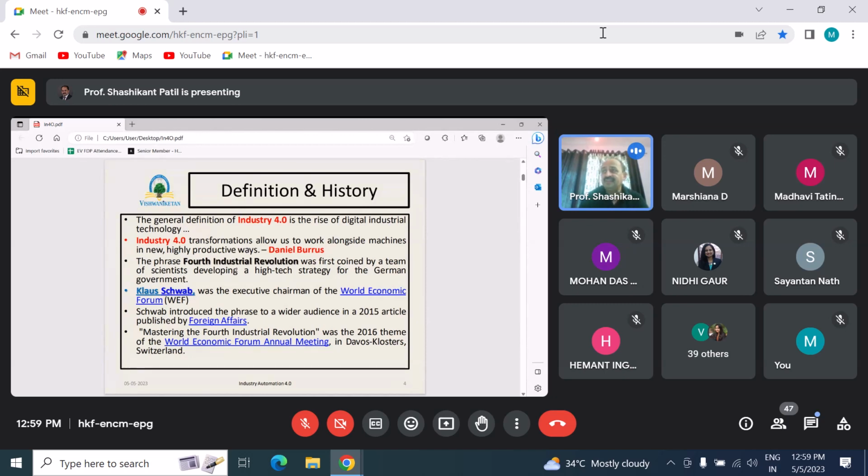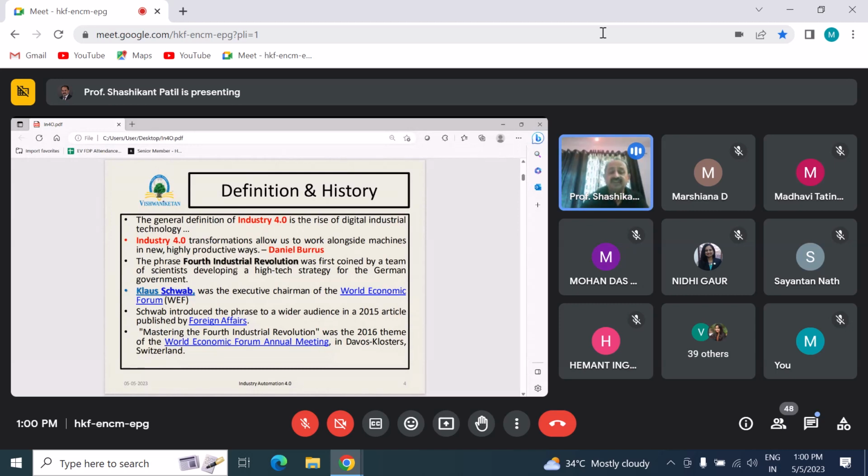Whenever we propose any technology, solution, project, or idea, it must have a concrete productive outcome. It should be efficient, optimal, and also cost efficient and economical. What we are trying to see here is that we are going to work with machines, and with new concepts, to give new, highly productive ways. This is one of the definitions coined by Daniel Burrus.